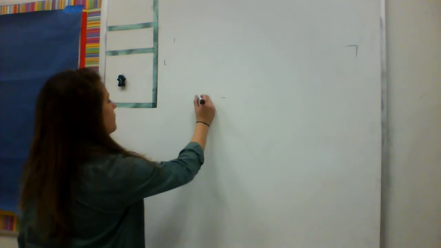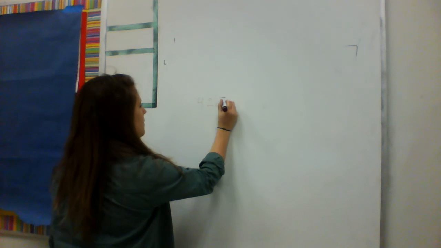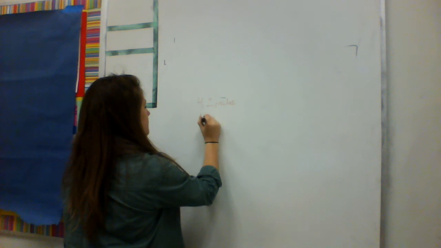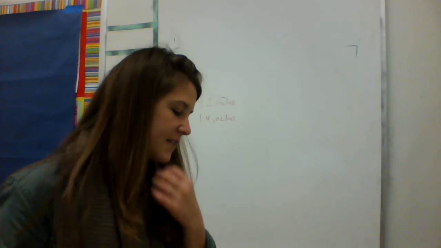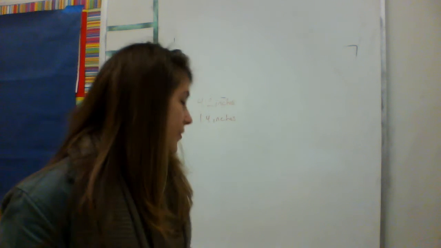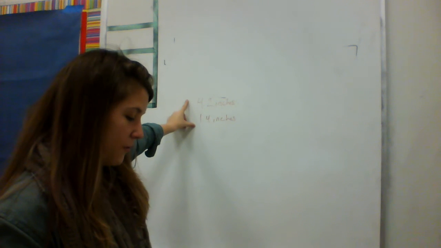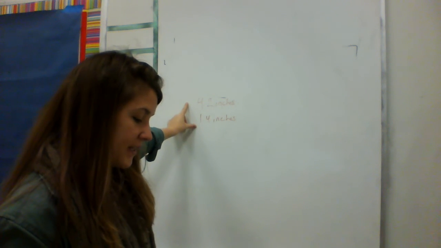So example 1 says, a triangle has legs measuring 4.2 inches and 1.4 inches. The lengths of the legs of a second triangle are proportional to the lengths of the legs of the first triangle. Which could be the lengths of the second triangle?